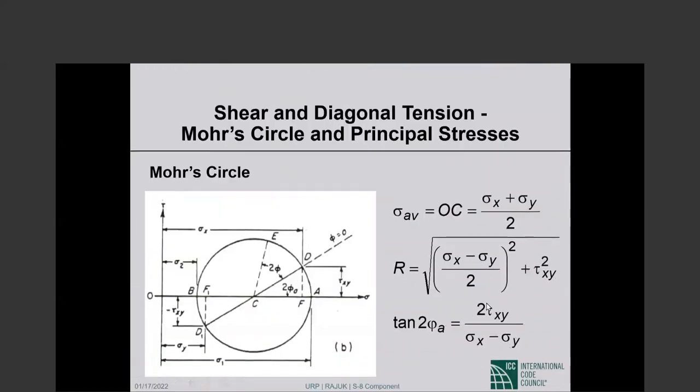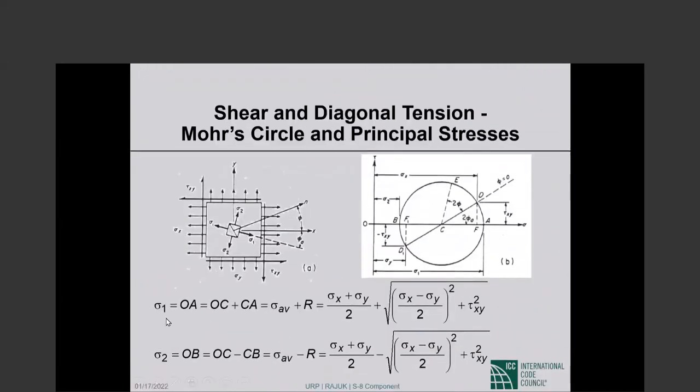Anyway, I don't know that we will do a lot with the angle, but the sigma average is sigma sub x plus sigma sub y by 2. The radius is equal to that. So now the principal stress sigma 1, which is from here to there, is OC plus CA. OC is sigma average, and CA is the radius of the circle, which is equal to that. So the first principal stress, sigma 1, is given by this expression. The second principal stress, sigma 2, which is the distance O to B, is sigma average, the distance O to C, minus the distance CB, which is the radius, and that is then given by this expression.